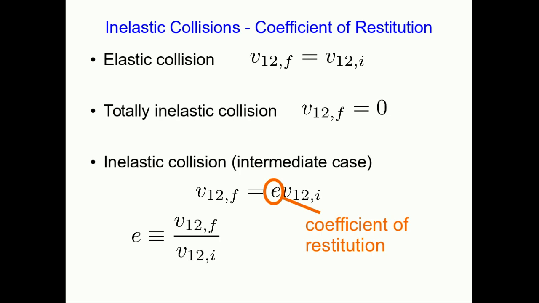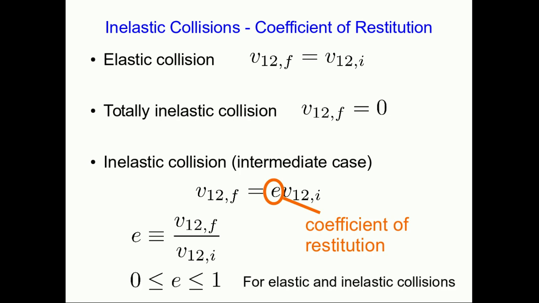And so you can just say that the coefficient of restitution for the collision is defined as the ratio of the final over the initial relative speeds. And for elastic and inelastic collisions, that means then that the coefficient of restitution is between 0 and 1, where it would be 0 for a totally inelastic collision and 1 for an elastic collision.